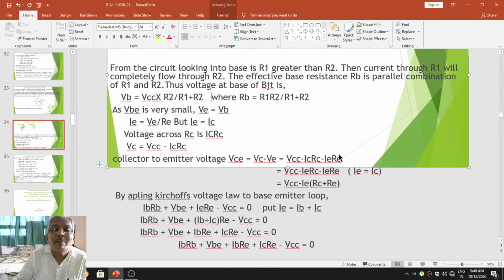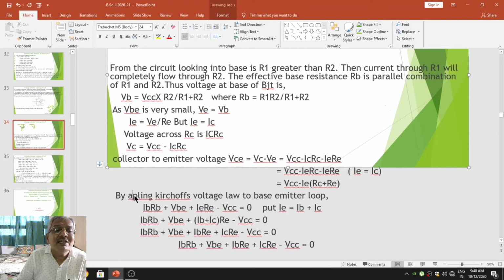So by simplifying this, we can get VCC minus IC RC minus IE RE, because IE is equal to IC. By replacing this IE by IC, but taking IE common, we can write VC is equal to VCC minus IE into bracket RC plus RE.